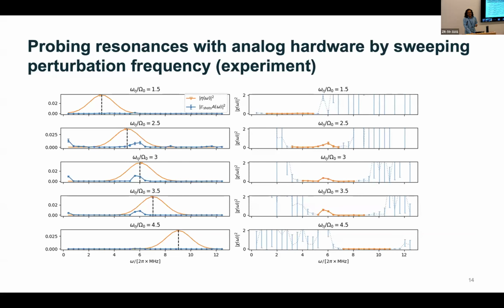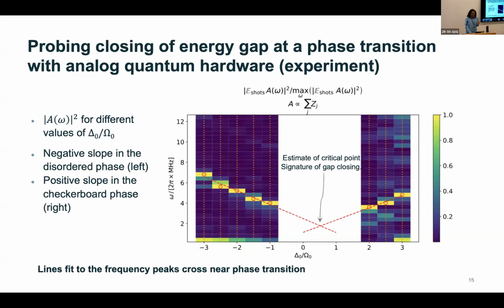Okay, so now we're able to map out chi. Let's actually study some physics with this. So here is an example where we try to probe a phase transition. Remember, this model has a very rich phase diagram. And in particular, if I just plot A of omega for simplicity for this system as a function of delta over omega, on the left, we have a disordered phase. That's here. On the right, I have a checkerboard phase. That's over here.